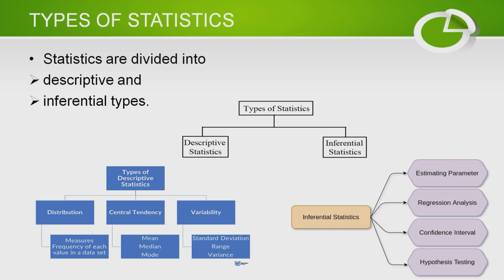Next is the types of statistics. Statistics are divided into descriptive statistics and inferential statistics. Here, descriptive statistics is about describing the data, whereas inferential statistics helps to make predictions from it. Inferential statistics uses data from a sample to generalize to the population. Inference means guess; it is used to make inferences about the population using various statistical analysis techniques.